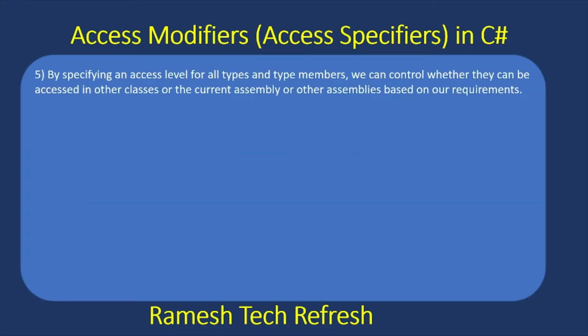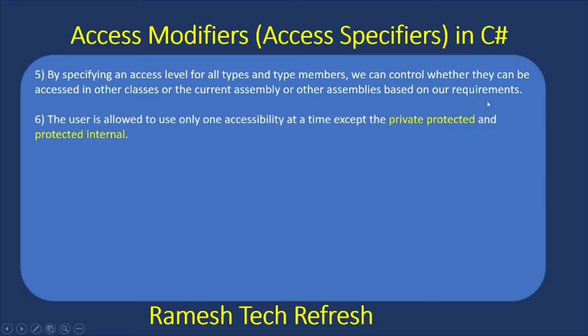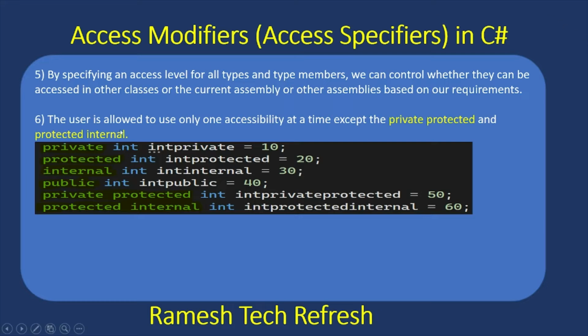By specifying the access level, we can control the access, whether they can be accessed in other classes, the current assembly, or other assemblies, based on our requirement. The user is allowed to use only one accessibility at a time, except private protected and protected internal. So for variables you can use only one accessibility at a time, except private protected and protected internal.